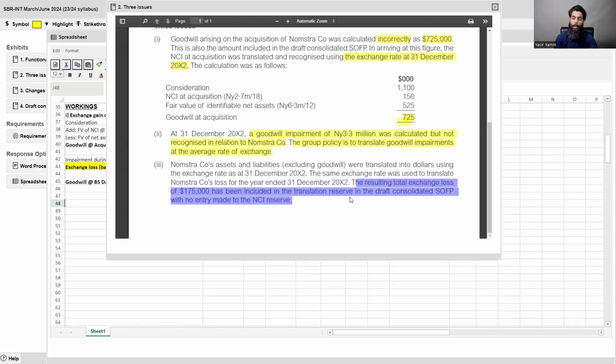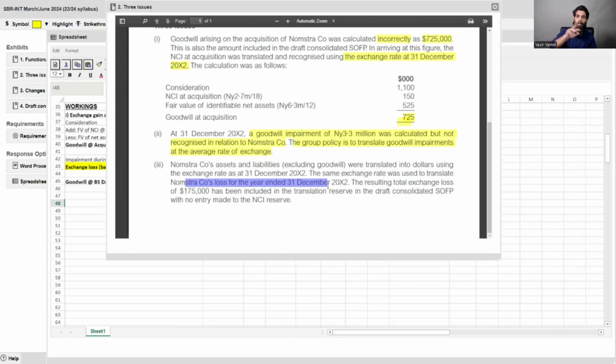Now, I see there are two issues here. First of all, they have used the same exchange rate to translate the loss for the year as they used for the closing date net assets. This is wrong. For the loss, they should have used the average exchange rate. Somebody told very right.